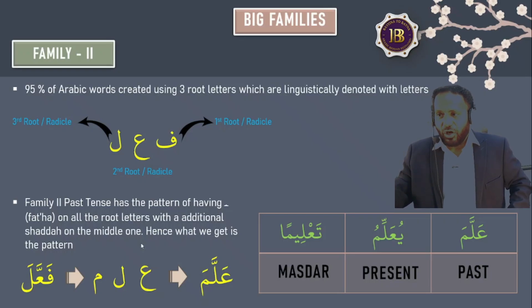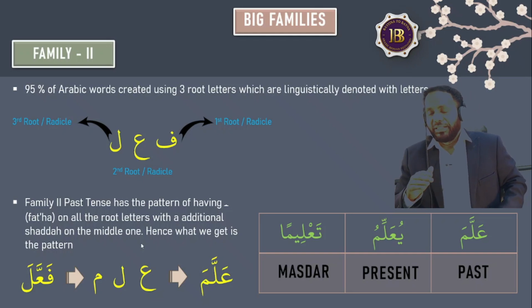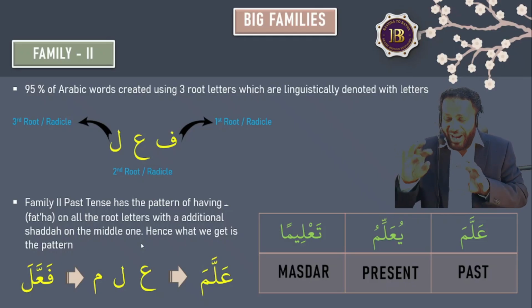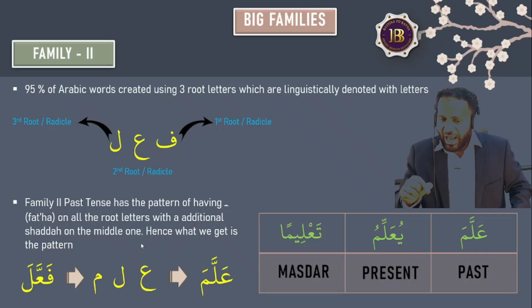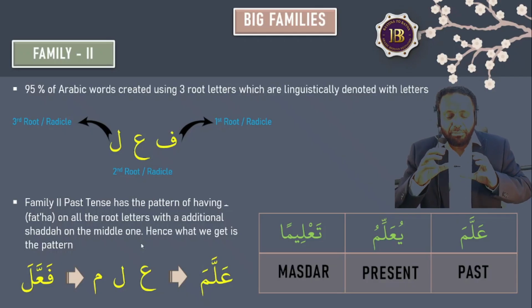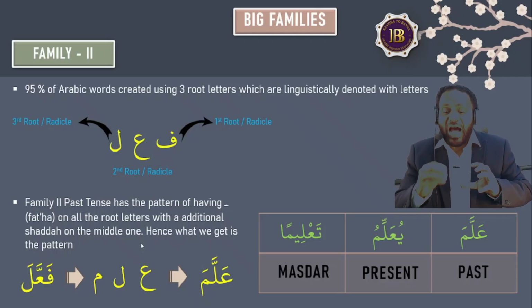So the past tense of this family number 2 will be on the pattern of allama, the present tense will be yuallimu, and the masdar will be ta'liman. This is the pattern. Now if you try to analyze this pattern, how is this ta'liman made? Look at the root letters. The first root letter gets a sukoon, which is ain. The second root letter gets a kasra, which is lam. And the third root letter is the last root letter, which of course can be man, mun, min, but here you are using man. So this is the pattern: the masdar will always start with ta. Ta is not part of the root, as you can see.